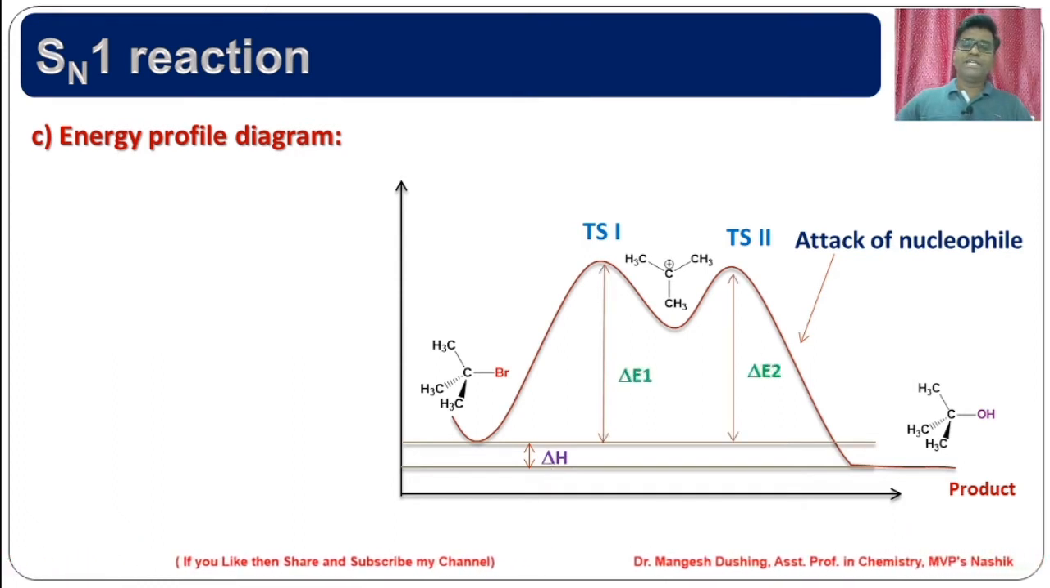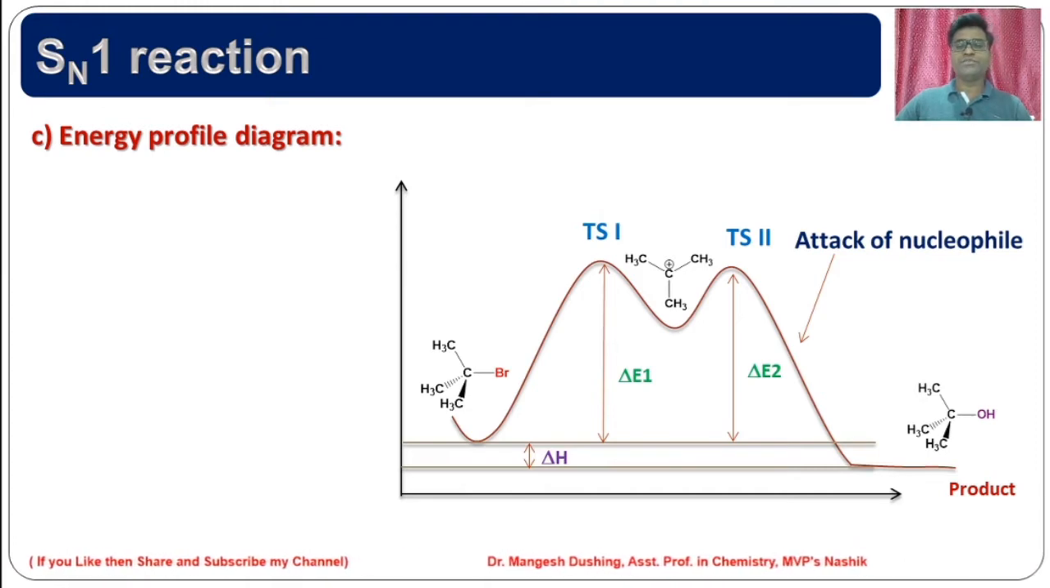Then whatever the energy gap between starting material and transition state 1, that is called the energy of activation. Secondly, there is a second transition state also. So, this is the activation energy for the second transition state.